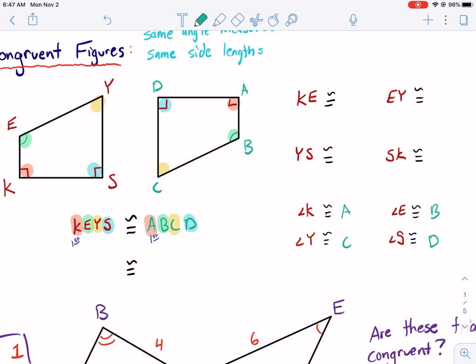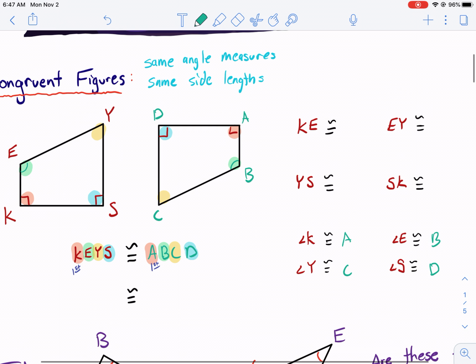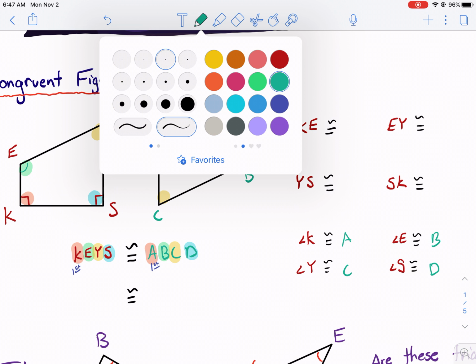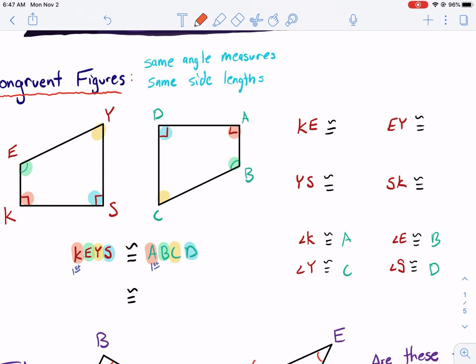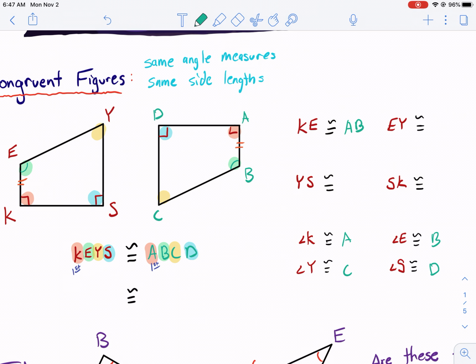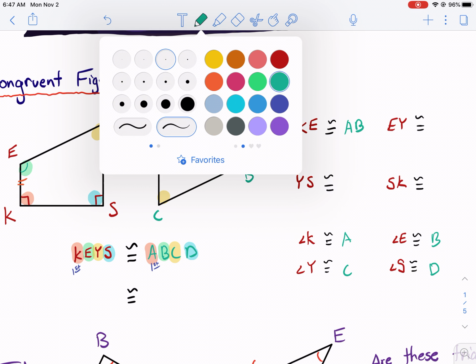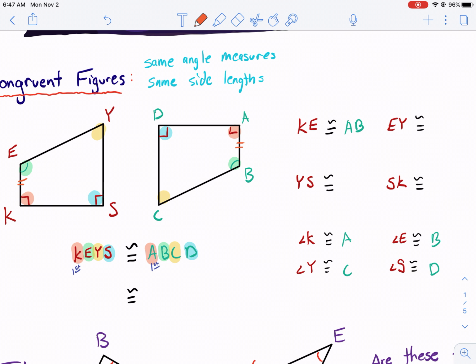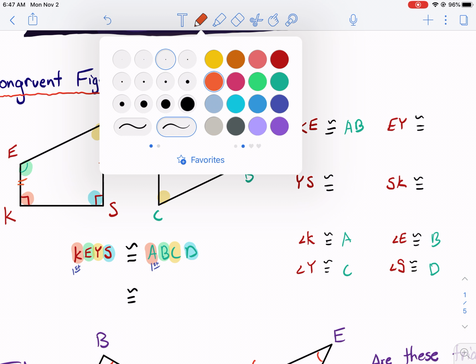We already established that. We could also say that the sides are going to be congruent also. So KE is this short side here. That needs to be congruent to AB. So we're going to go ahead and label that. So AB. Then we have YS. So YS is this longer side. So that's got to be congruent to DC.